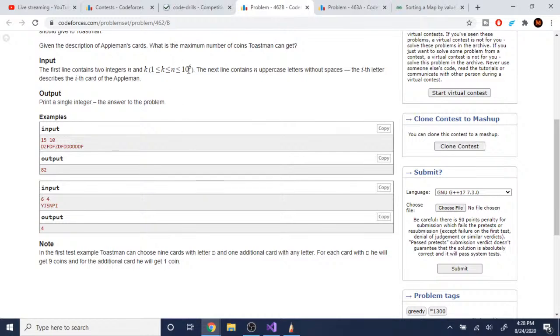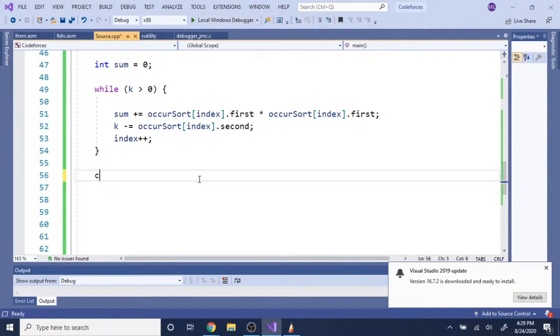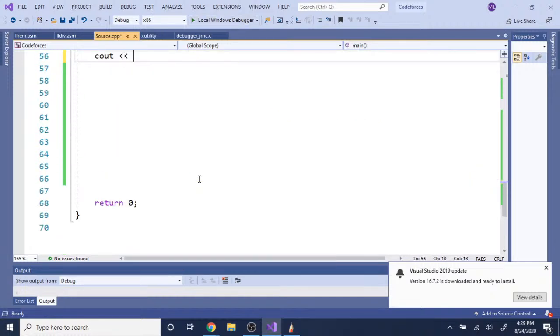And we get 1, 2, 3, 4. Let's see if this is right. Oh, I've got to cout sum. Did I cout sum? Cout sum.